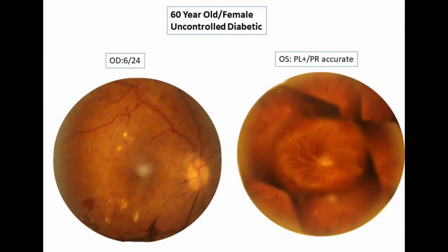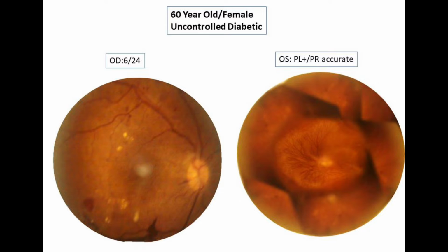This was a case of a 60-year-old female with uncontrolled diabetes for the past 30 years, who presented with a drop in vision in the left eye for the past 3 months. She had never undergone eye screening before that. At present, vision in the left eye was perception of light, with immature cataract and pterygium.